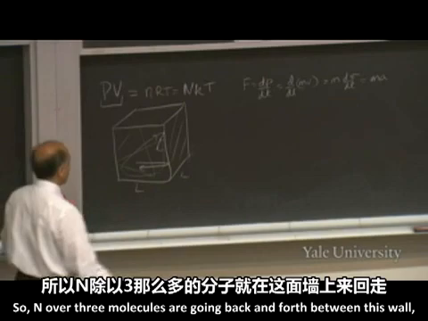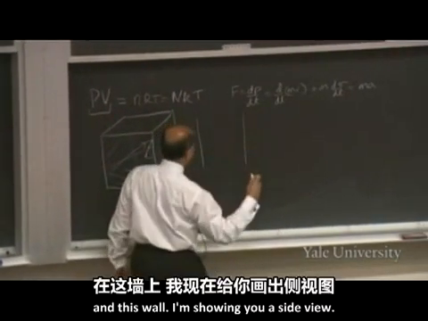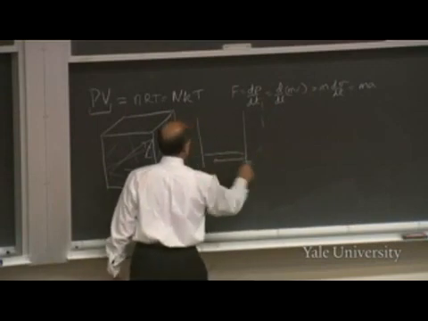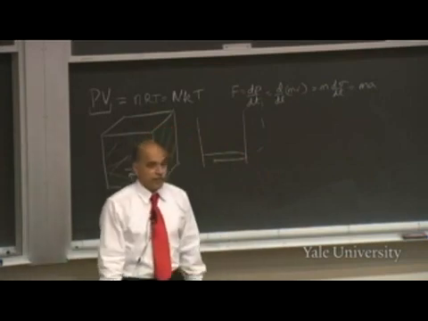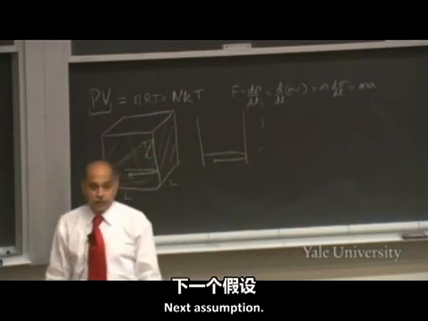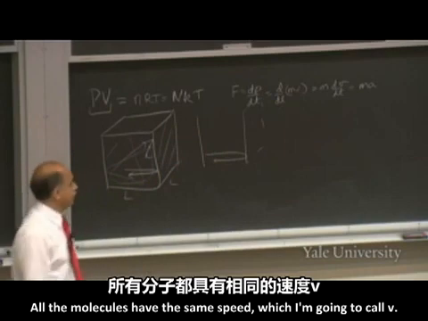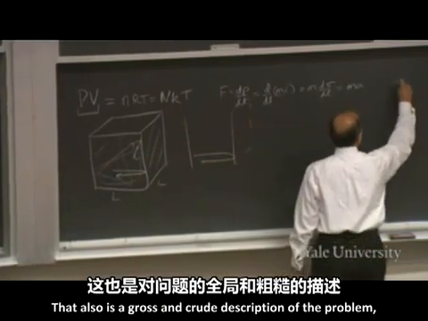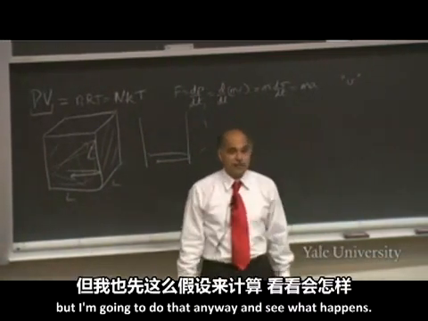So n/3 molecules are going back and forth between this wall and this wall. I'm showing you the side view. The wall itself looks like this. The molecules go back and forth. Next assumption, all the molecules have the same speed, which I'm going to call v. That also is a gross and crude description of the problem, but I'm going to do that anyway and see what happens.